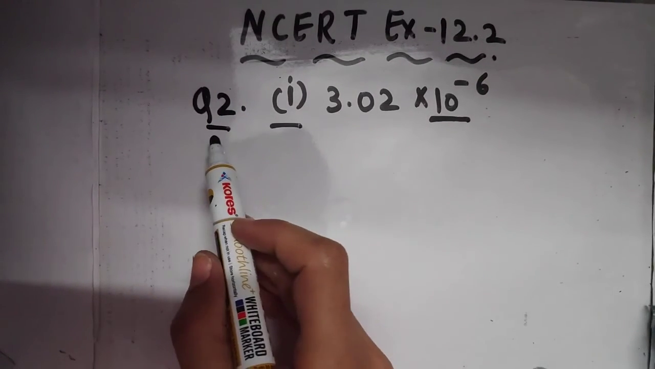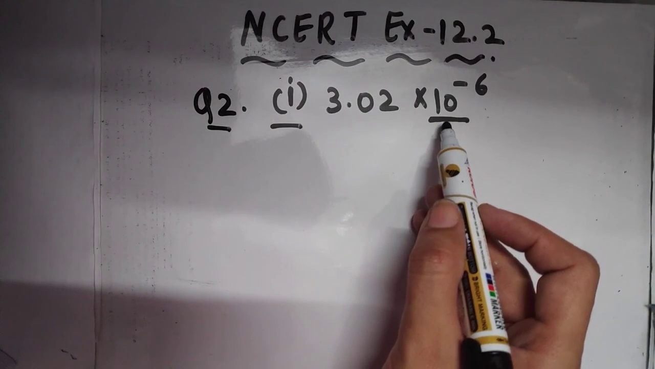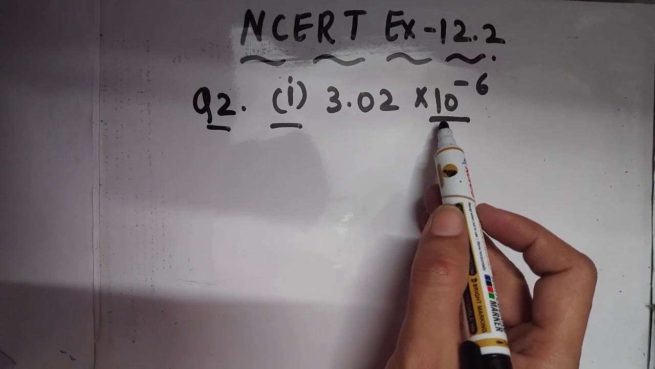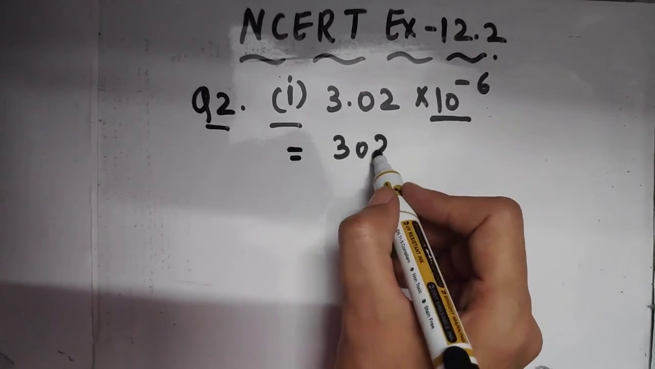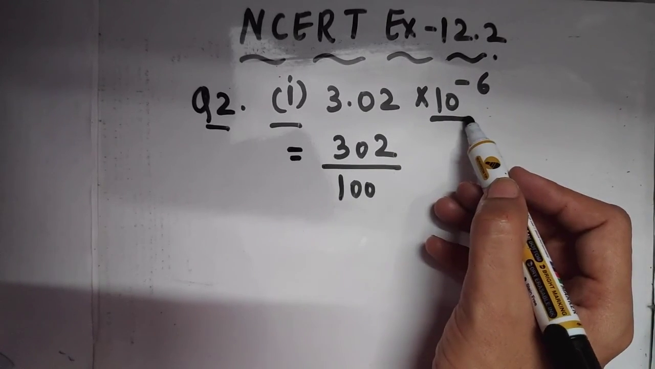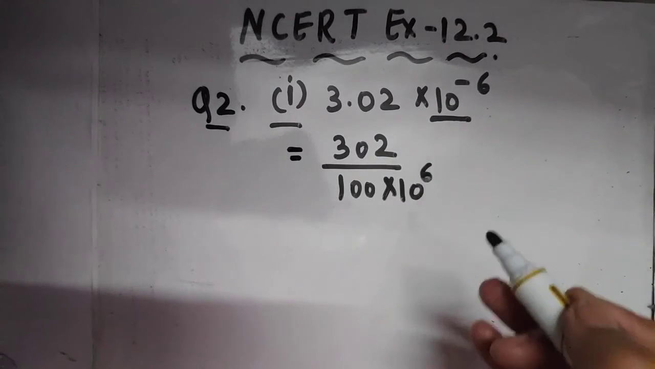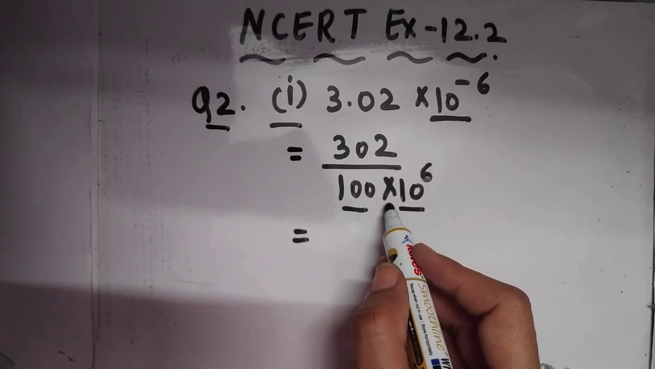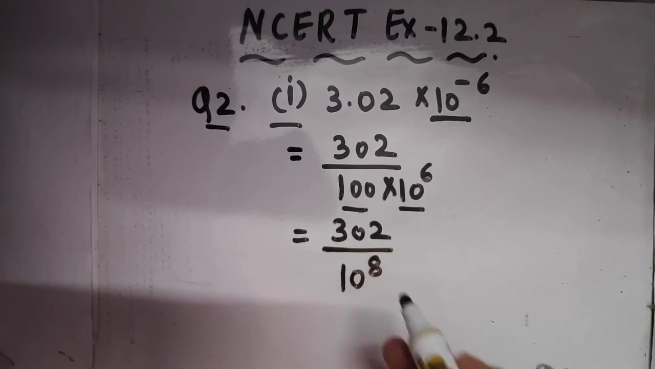So let us talk about question number 2, first part. Here, this is the number given to you. It is already given in standard form and you are supposed to convert this number into usual form. Let us see how you will do it. It will be 302 divided by 100 as the exponent is negative. So to make it positive, shift it to the denominator. So it will be plus 6. Now as the base is the same, powers will get added as they are being multiplied. So it will be 302 over 10 raised to the power 8.